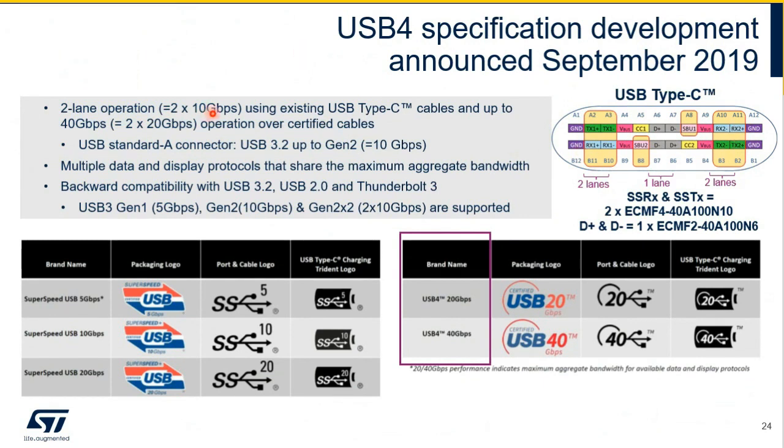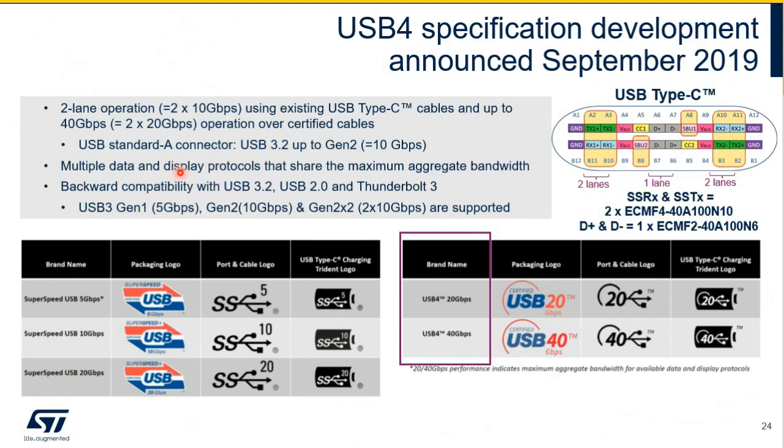The highest bit rate covered by this standard is 40 gigabit per second, and you need some certified cables. One of the benefits of this signal, that I will show you later on, is that this standard can cover different display protocols. And you have a backward compatibility with USB 3.2, USB 2.0, and Thunderbolt 3.